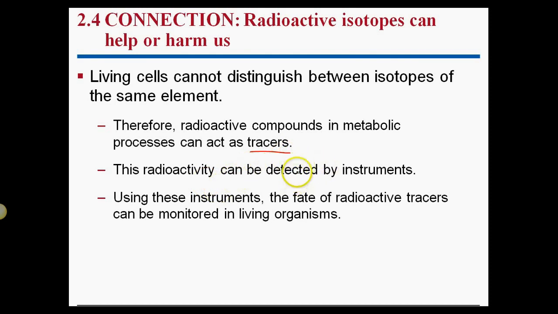Radioactivity can be detected by instruments. How fascinating technology has gotten, just as we talked about. Using those instruments, the fate of radioactive tracers can be monitored in living organisms. Some of my favorite radioactive things are when you can make a mouse glow because you're tracing a certain stem cell thing where they trace it and the mouse glows. We may have to look at that.